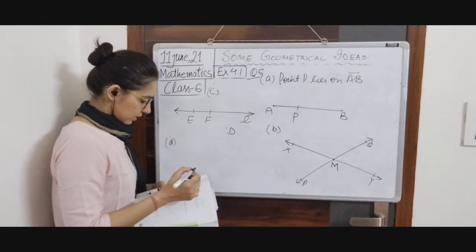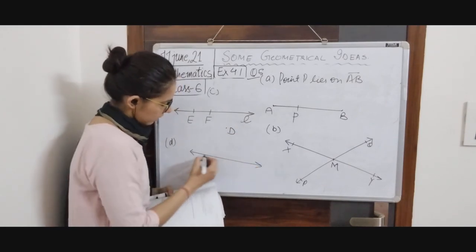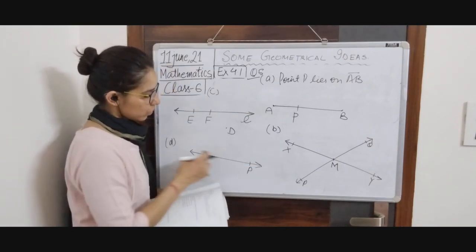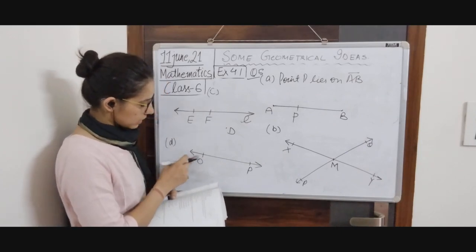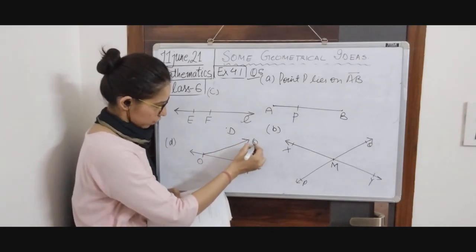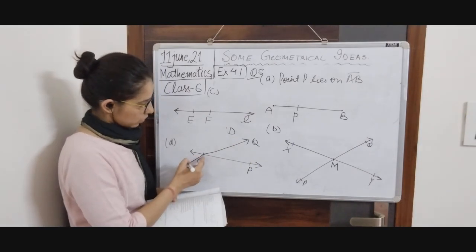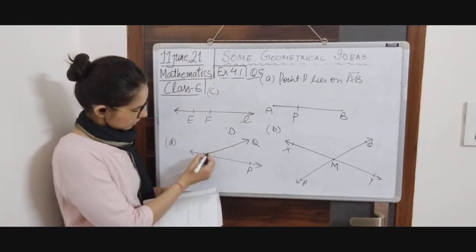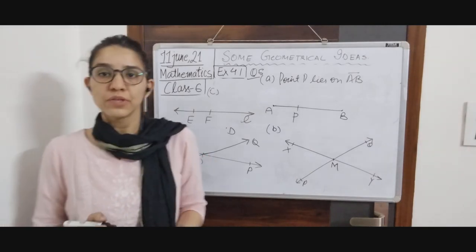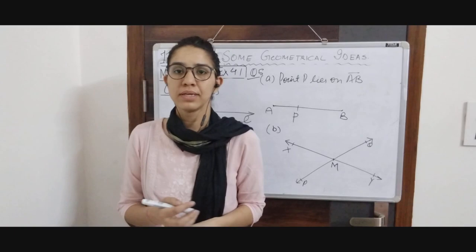Then next is OQ and OP. We are going to draw a line OP. Means O and P lie on that line. Then OQ means passing through O only. OQ. But as it is a line, we have to extend it in this direction also. So this is your rough figure for this one. With this, we will conclude the class. In the next class, we will start with question number 6. Have a good day.